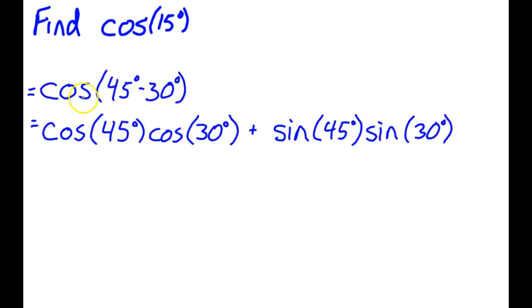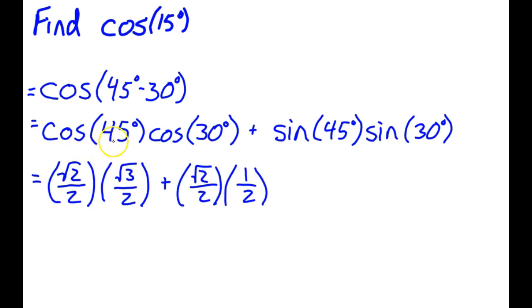So we break this up into the cosine of 45 degrees minus 30 degrees, and using the identity, we break that apart further into the cosine of 45 degrees times the cosine of 30 degrees plus the sine of 45 degrees times the sine of 30 degrees. Now we have to use our unit circle to rewrite each of these values. The cosine of 45 degrees is radical 2 over 2. The cosine of 30 degrees is radical 3 over 2. Then we have plus the sine of 45 degrees, which is radical 2 over 2, and the sine of 30 degrees is 1/2.